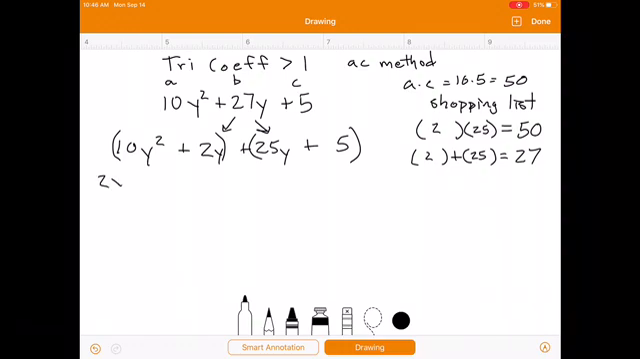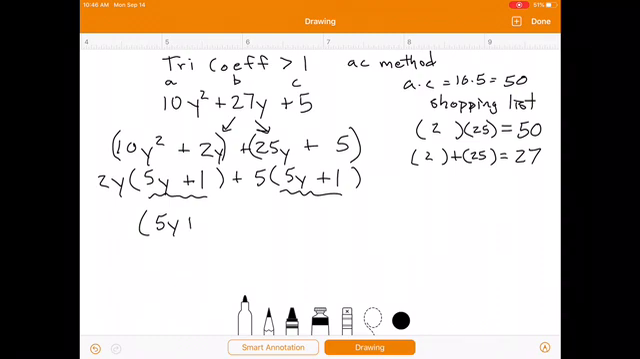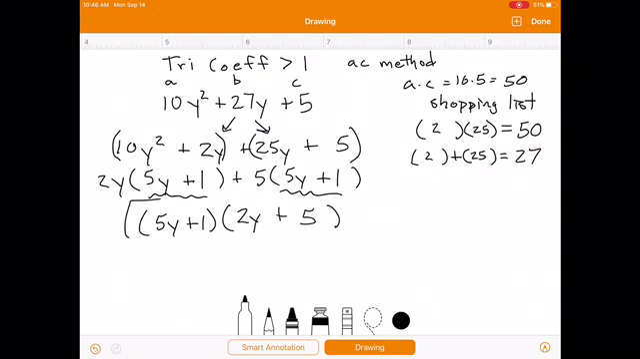Factor out the GCF from the first group, which is going to be a 2y, leaving behind 5y plus 1, because 2y times 1 would give us the 2y. Factor out the GCF from the second group, it's just going to be a 5, leaving behind 5y plus 1. And again, these binomials must match so that we can factor out 5y plus 1 to the front with everything that's left over. 2y got left over, and the 5 got left over.